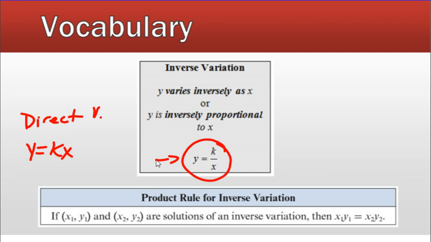And then we're going to be looking at the product rule for inverse variation. The product rule for inverse variation says if x1, y1 and x2, y2 are solutions of an inverse variation, then x1 y1 equals x2 y2. We're going to have ordered pairs or groups of variables that are related to each other. And they're going to be equal to each other because the constant is the same.